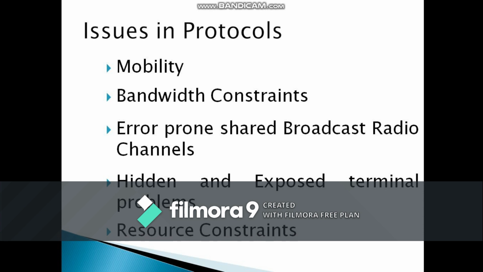Another issue is resource constraint. It is one of the important issues in routing protocols. Devices in an ad hoc network require portability, and hence size and weight are major constraints. The two other major constraints in an ad hoc network are battery life and processing power.